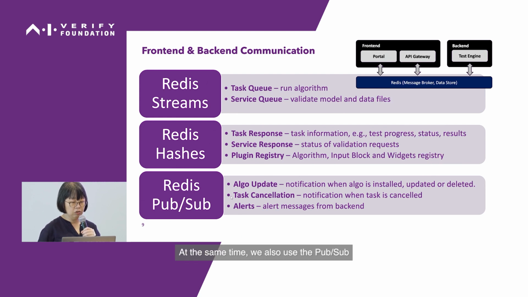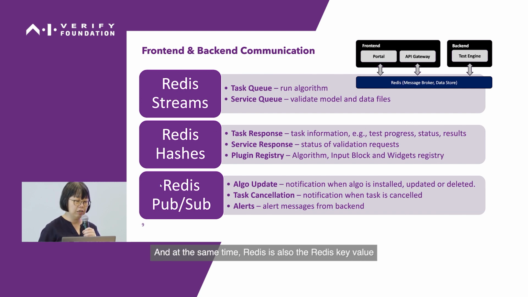At the same time, we also use pub/subs for the backend to notify the front end of certain things, like error messages and some alerts. So if there is any system error or whatever, the backend will post all the error messages through the Redis pub/subs. The front end will pick them up and display them in the portal. So that's how we utilize Redis as a communication channel between all these three components.